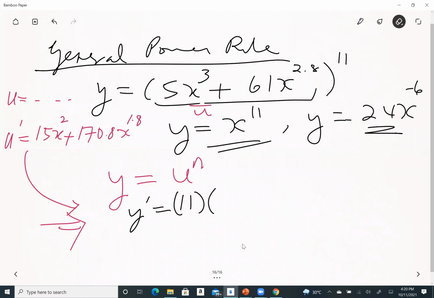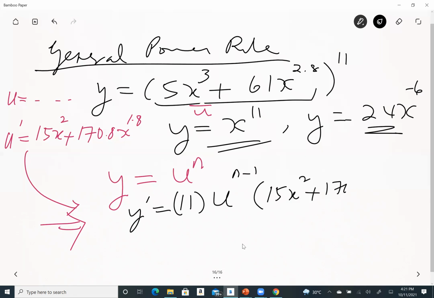So the formula says U. We maintain U, and then reduce the power by 1, so n minus 1. Now we have to multiply by U prime, or the U dx. So it should be 15x to the power of 2 plus 170.8x to the power of 1.8. But U is the terms there in the bracket. So we write another step, finish it up.